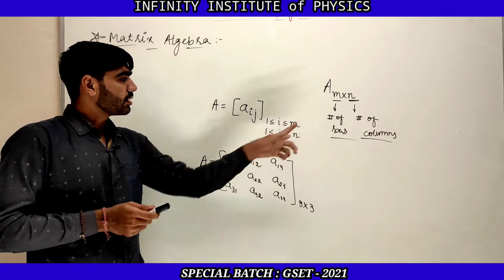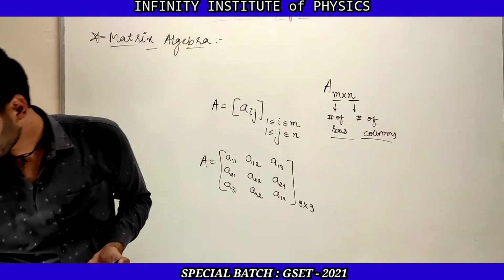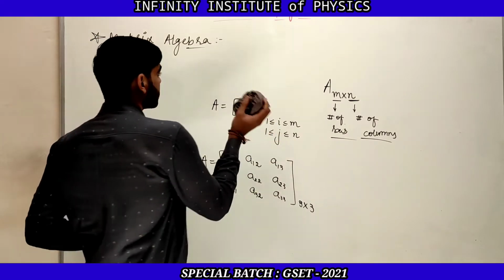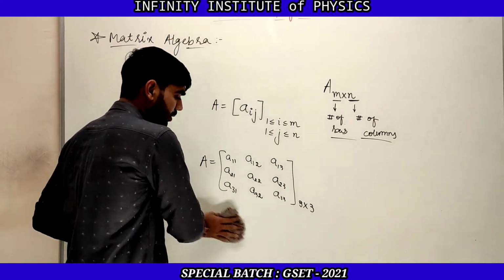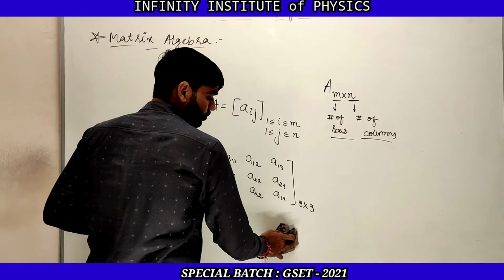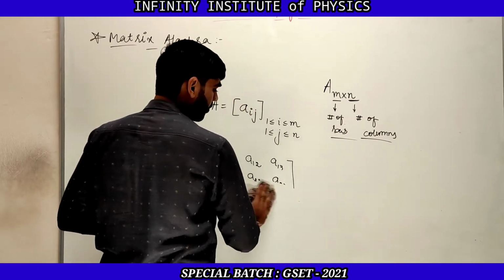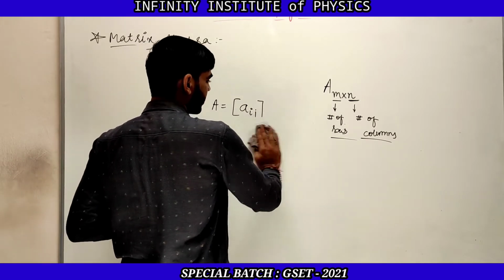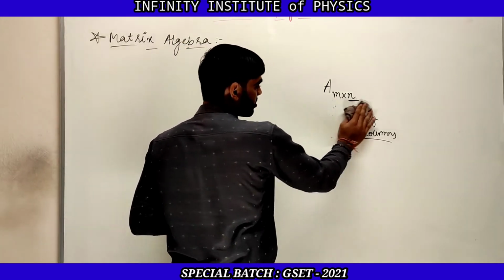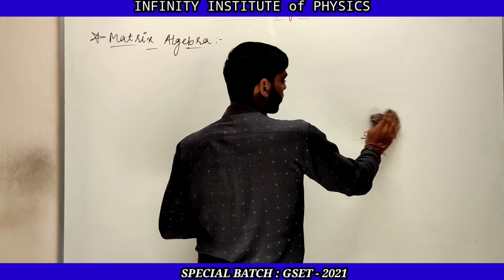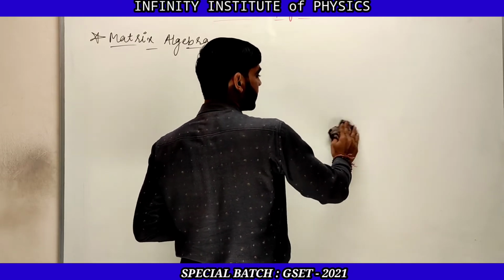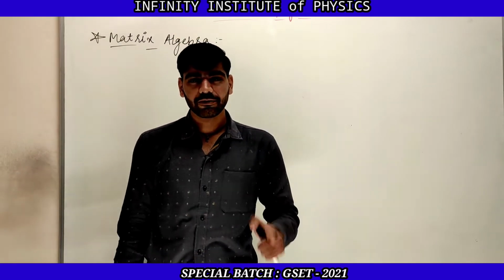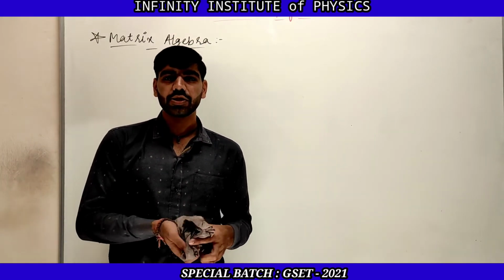Clear? So in general that matrix can be written as A_mn, where m denotes the number of rows and n denotes the number of columns. Now next, let us go through certain types of matrices, the first of which is the row matrix. When can we say that a matrix is a row matrix? A matrix which contains only one row is said to be a row matrix.